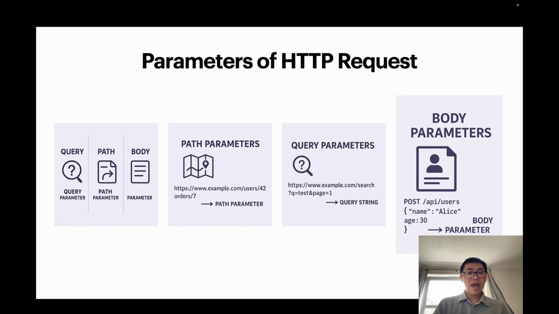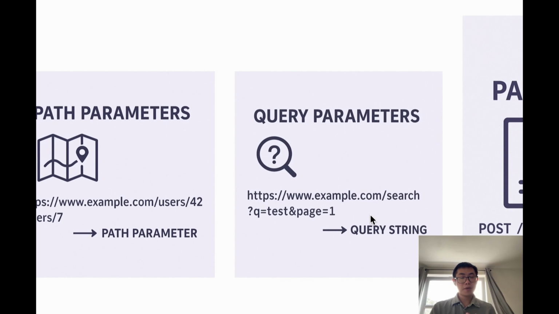And we have the second type of parameters, which is the query parameters. Query parameters are slightly different from path parameters, but they are also included in the URL of the request. So let's have a look at this one. As you can see, we have an endpoint, which is the search endpoint. But if you notice, there's a question mark here, and the question mark indicates that everything after it is a query parameter.